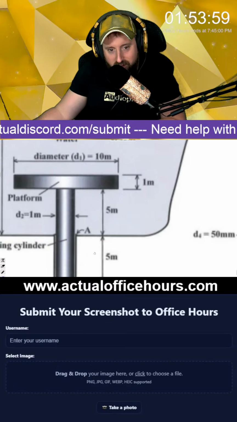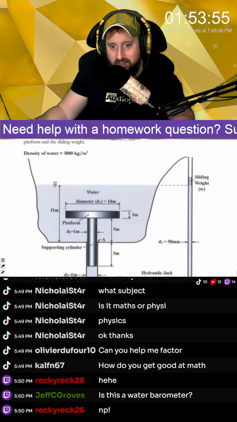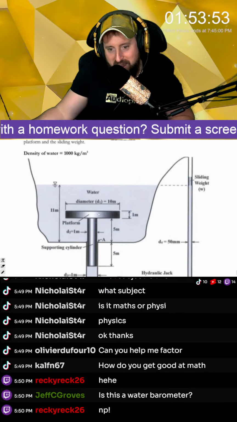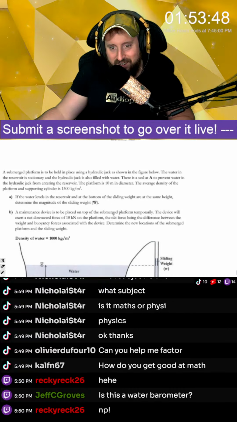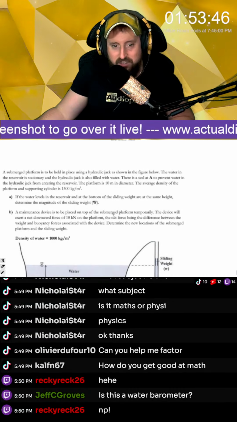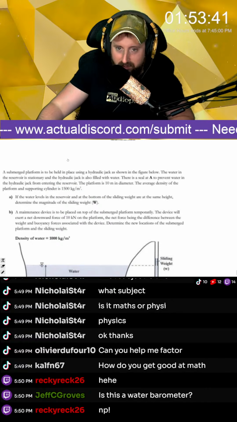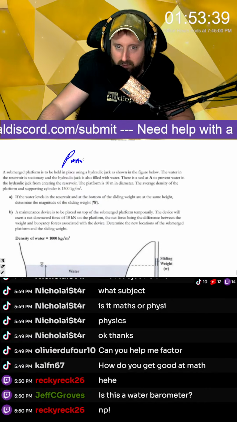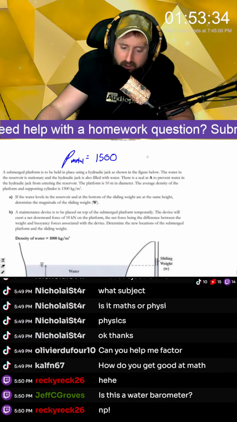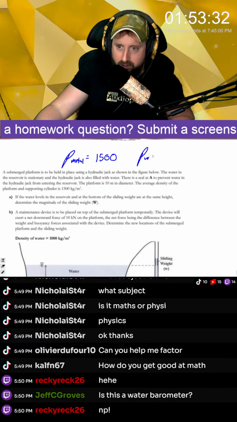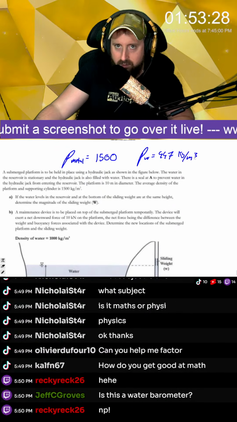Okay, I see. This has hydraulic fluid. This also has water. And we have all these dimensions going on. And then the average density of the platform in the cylinder is that. So this is like rho of the metal, I'll just say rho metal, equal to like 1,500. And then I think rho water is equal to 997 kilograms per meter cubed. Is that correct? Pretty sure that's right.